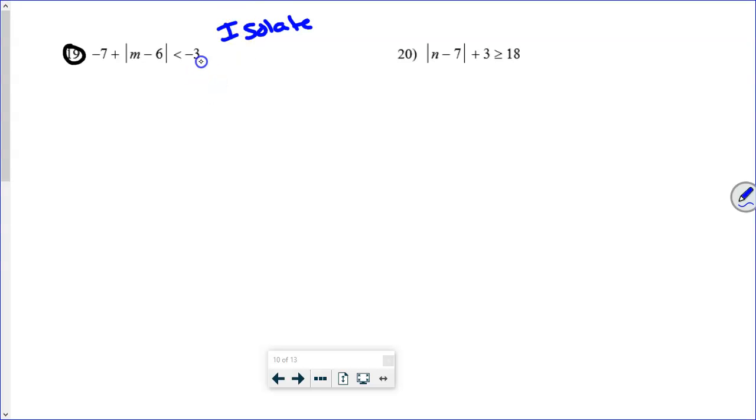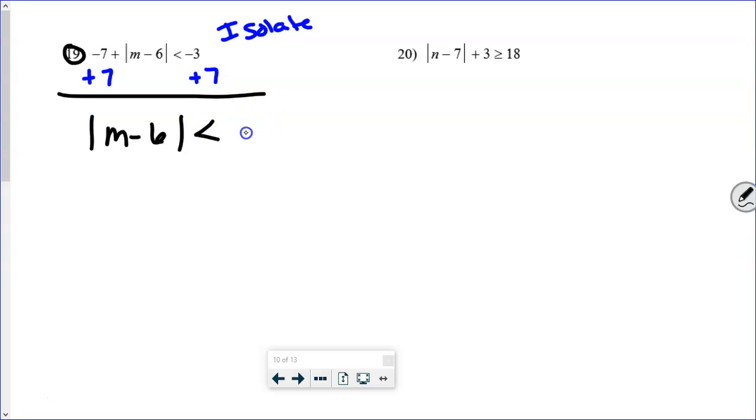Who's helping me, Meyer? Michael. All right, Michael. Isolate. What are we going to do first? Very good. So moving the 7 over by adding it. New problem is absolute value of m minus 6 is less than 4. Yeah, less than 4. So now you can tell me, AND or OR? It is an AND. And my little dyslexic brain goes less than, and, land, and.